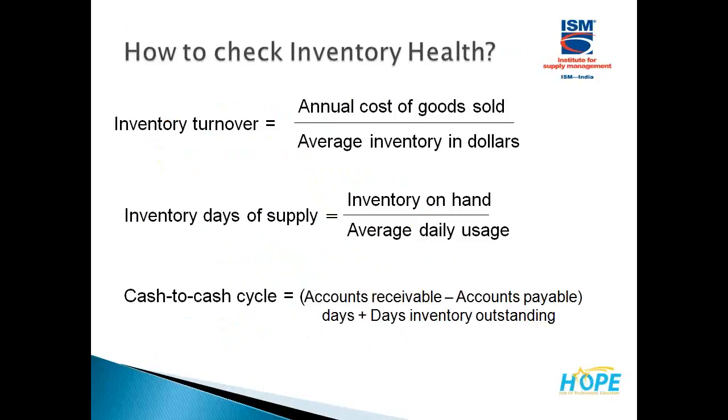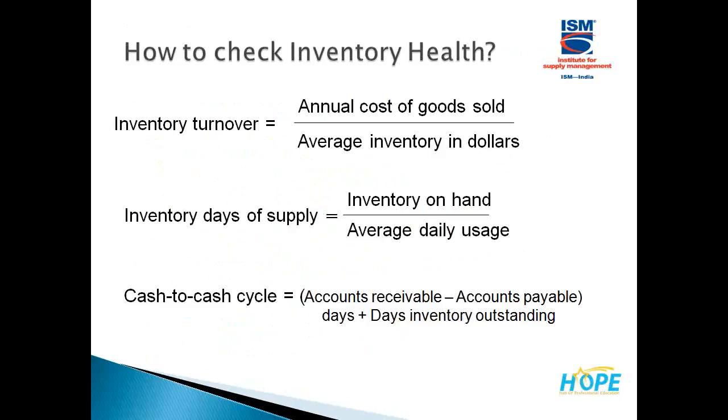How can you check the inventory health of your organization? There are two or three different methods. One is the inventory turnover method, which is very commonly used in organizations. Inventory turnover is the annual cost of goods sold divided by the average inventory in dollars. It tells us the average amount I have invested in my business, and how many times I am rotating it in my annual sale.